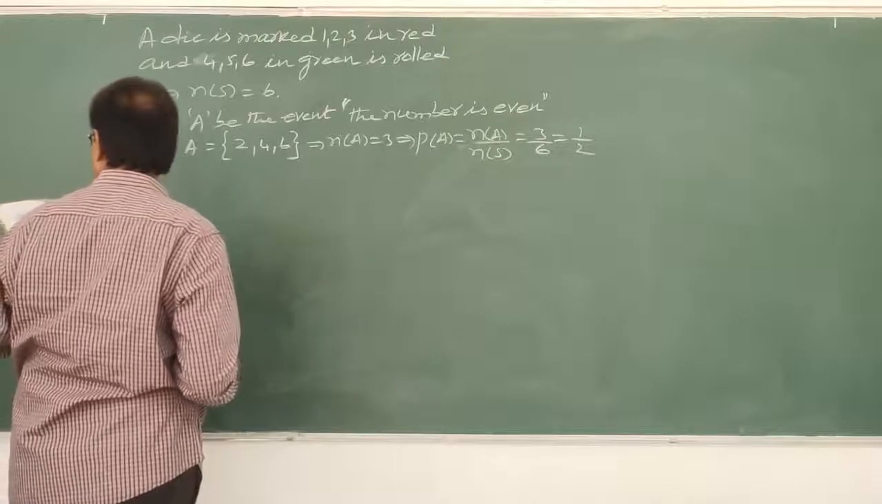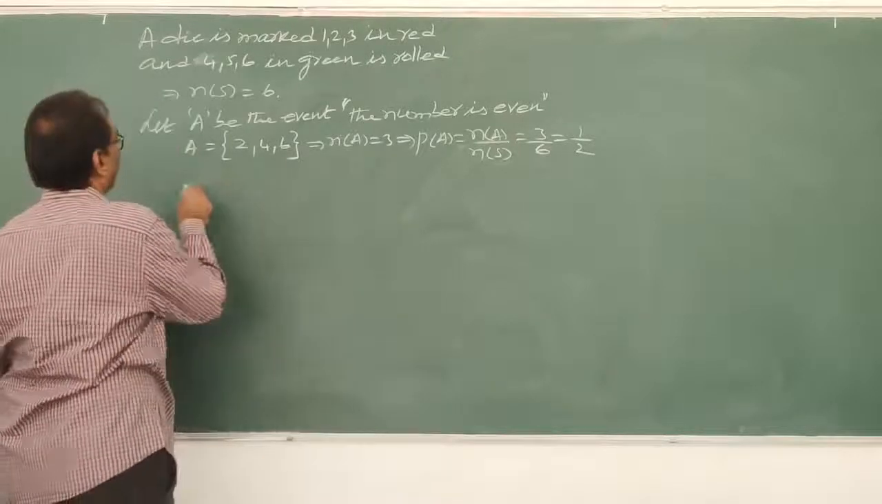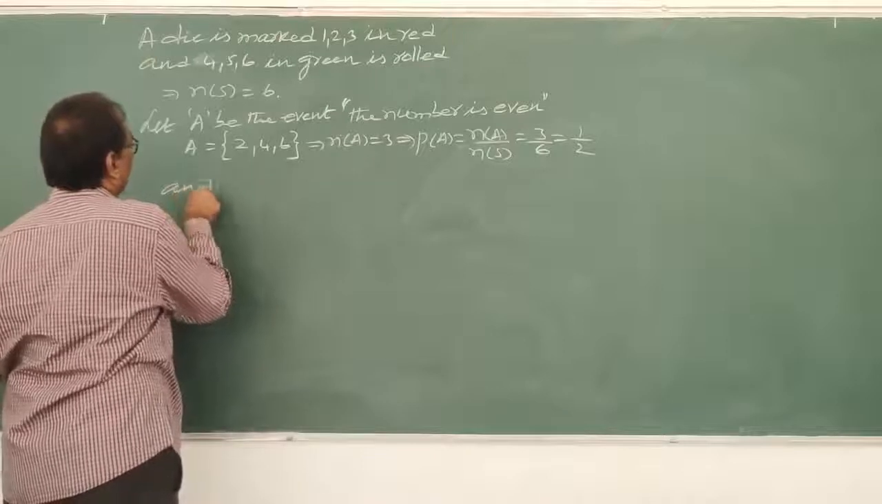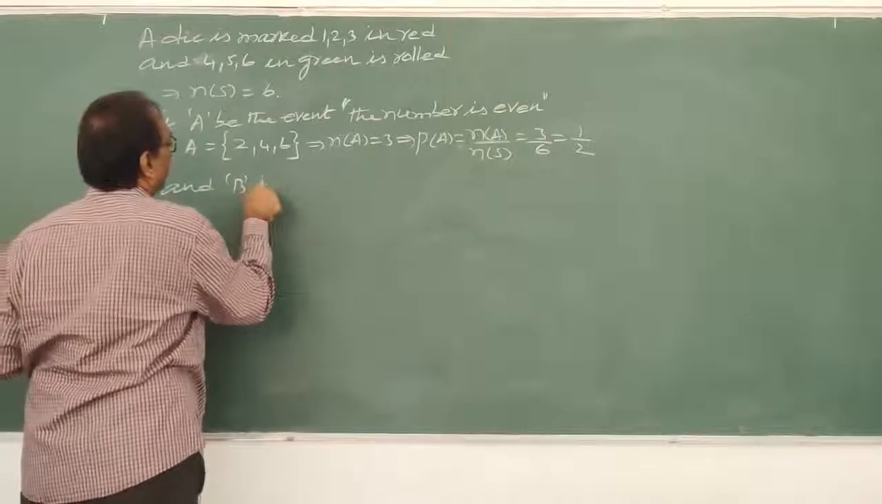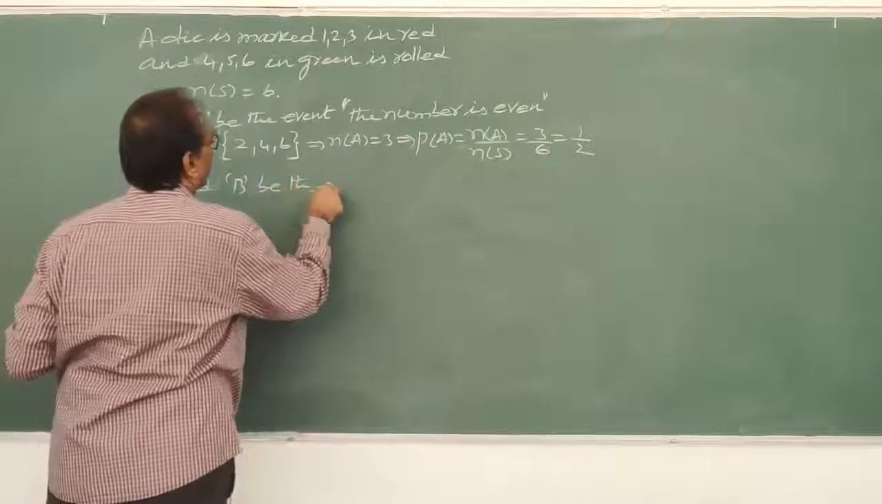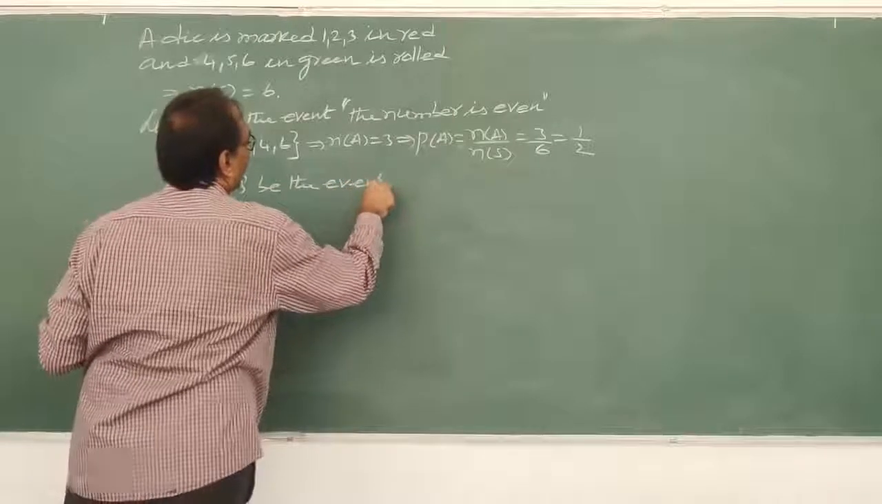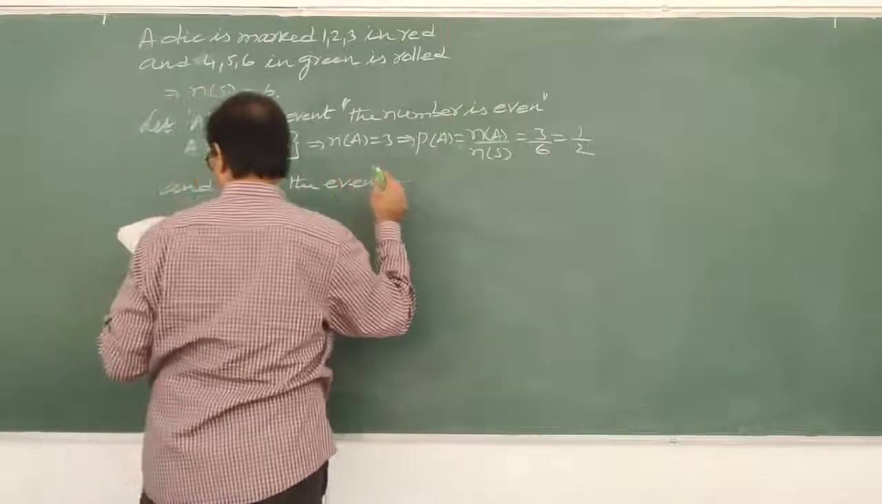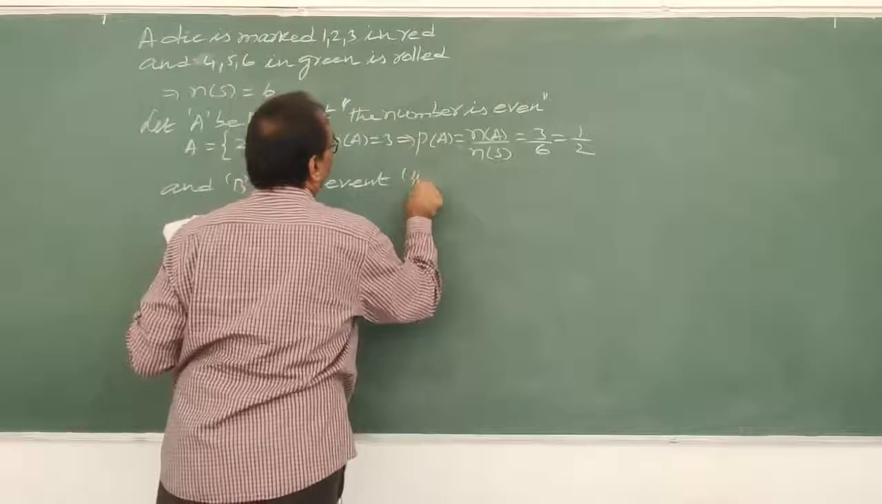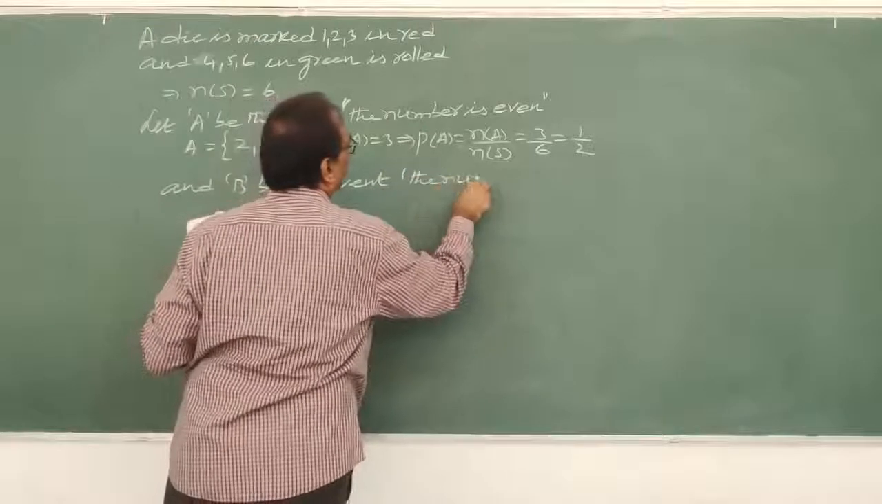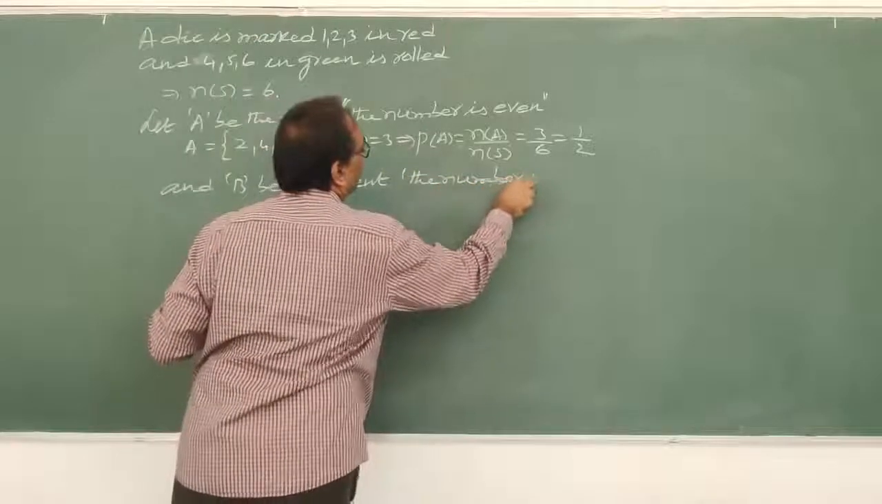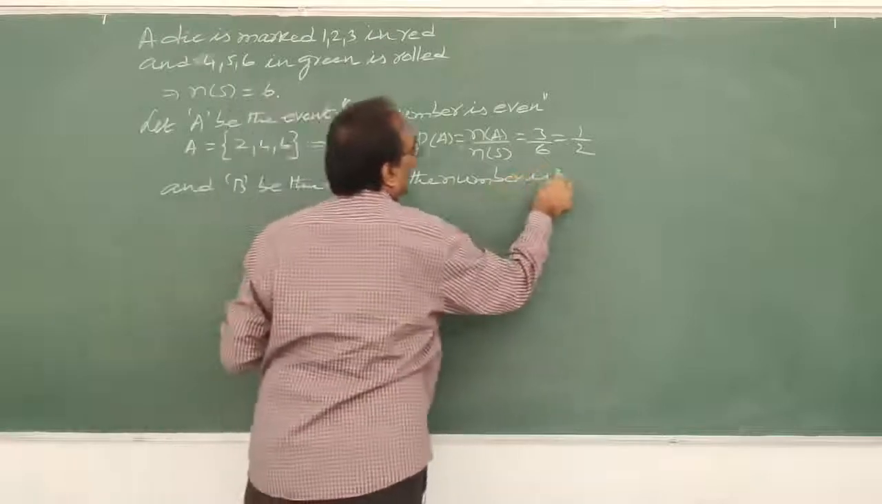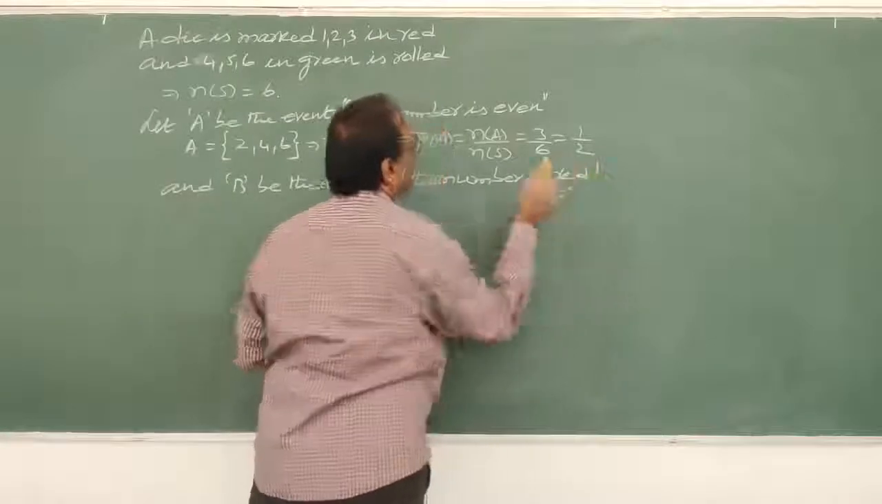B be the event, the number is red. And B be the event, the number is red.